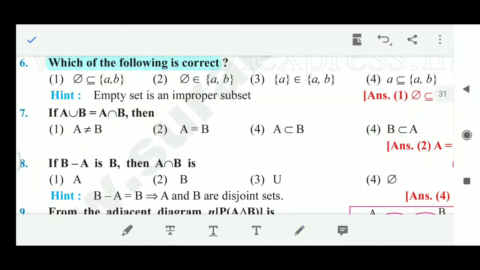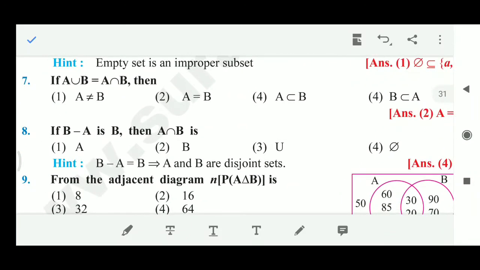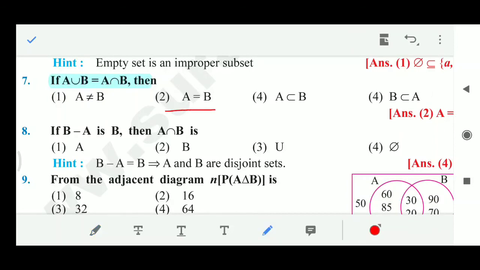Then the seventh question: if A union B is equal to A intersection B, then which of those options is correct? A is not equal to B, A is equal to B, A is a proper subset of B, B is a proper subset of A. Here A union B is equal to A intersection B, then A is equal to B is the correct option. So option B is the correct answer.